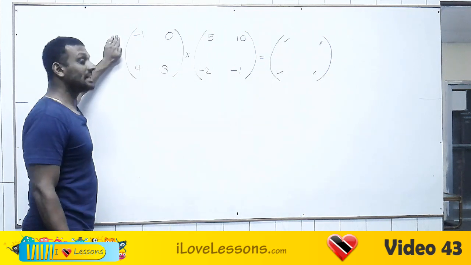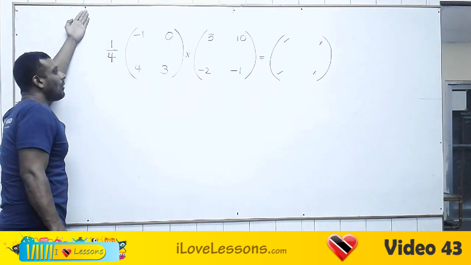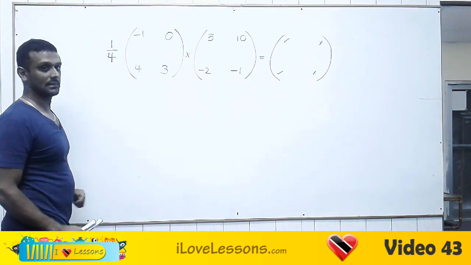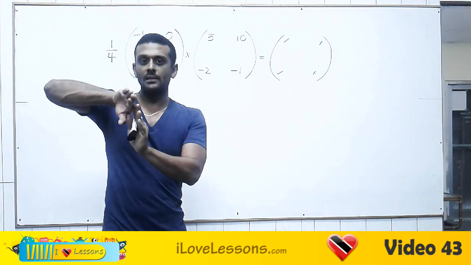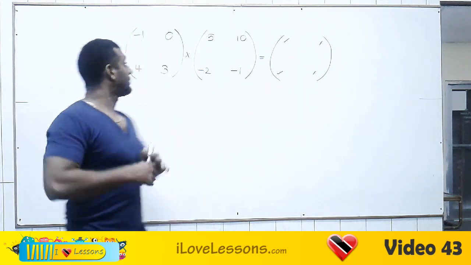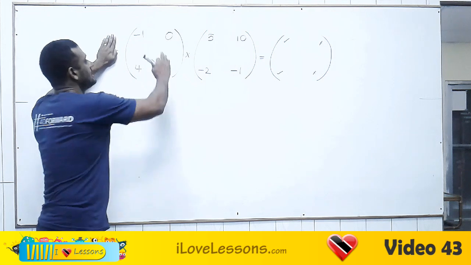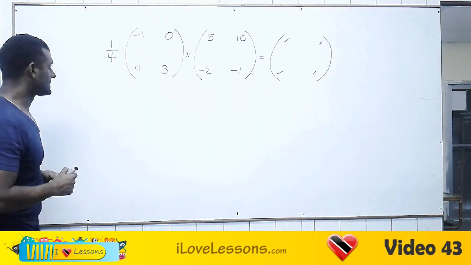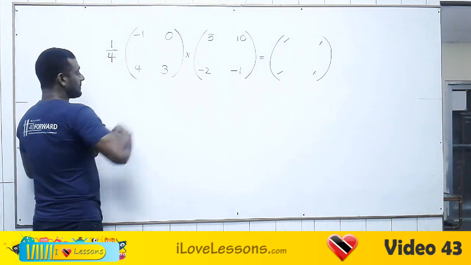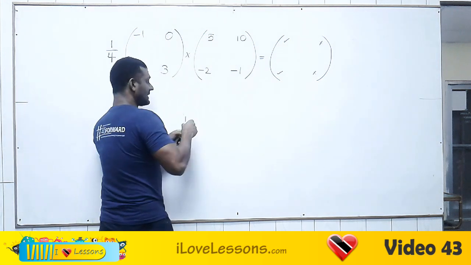And when we're finished, we will multiply all 4 answers by a quarter. So, ignore the quarter. It will just make things difficult. So, pretend it's not there and do it like a normal question, and we'll handle it at the end. So, let's get started. We have to multiply this matrix by this matrix.